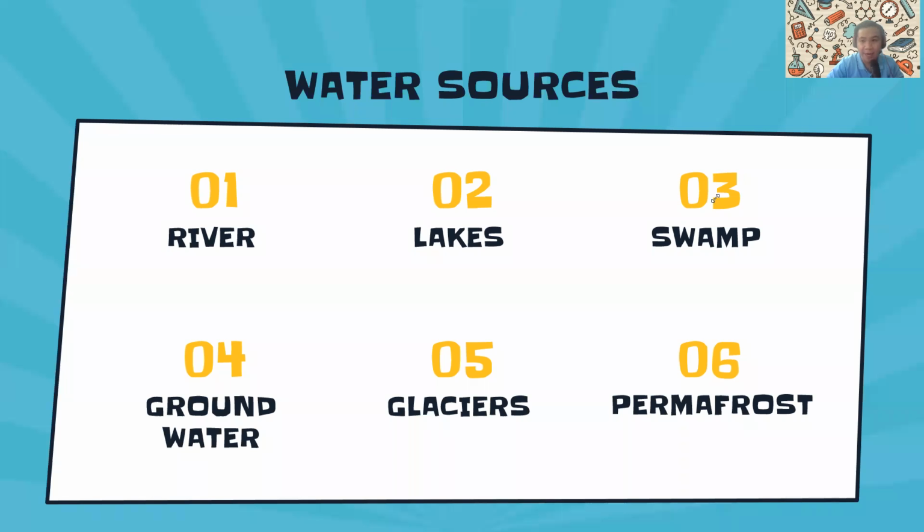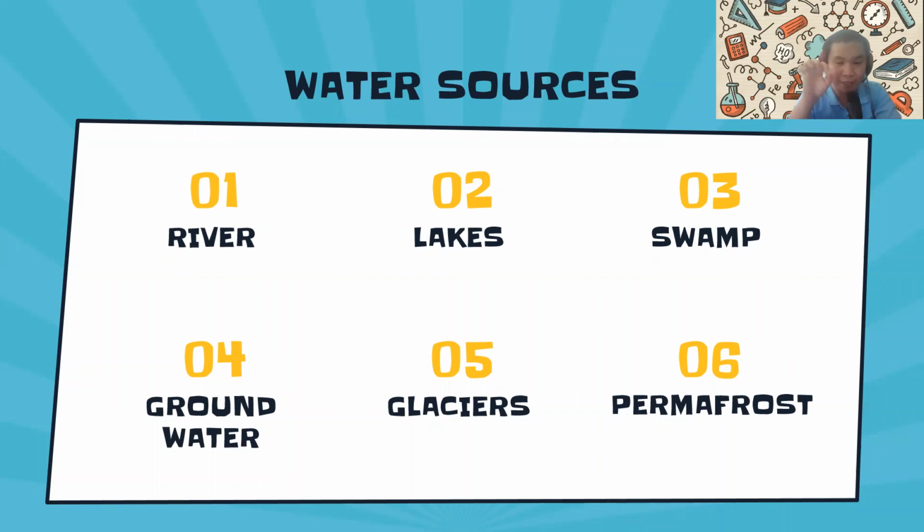But first, let's continue where we left off last time. Let me just open my PowerPoint presentation. Here it is. Last time we talked about the first three water sources, which were the river, the lakes, the swamp. Now we are going to talk about the last remaining three water sources, which are groundwater, glaciers, and permafrost. But before we go to those three left, let's have a quick review about the first three.